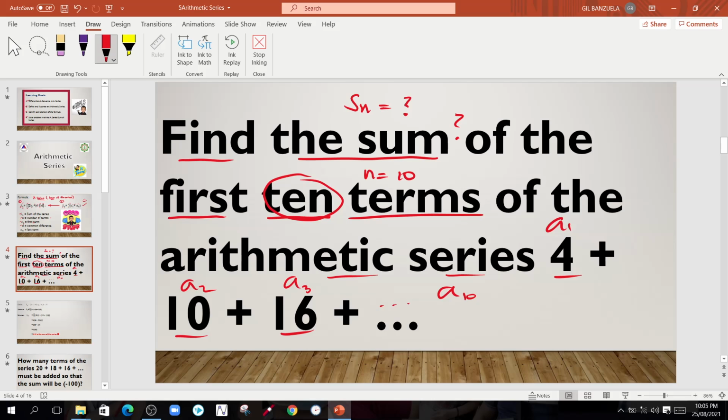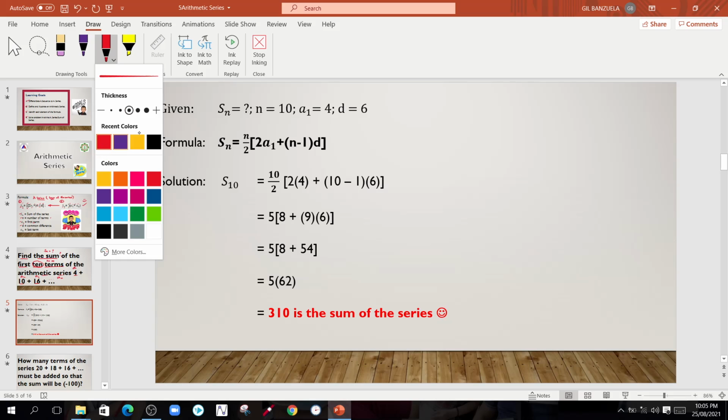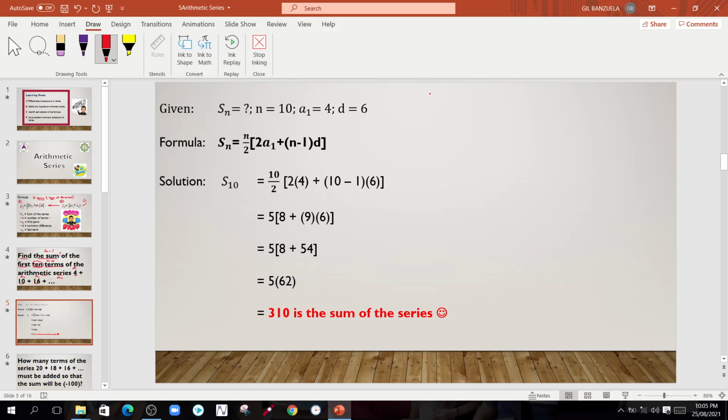Okay? Alright, so let's continue. So, let's solve this problem. Kanina may nahang tayong question. Sir Hill, kailan ba namin gagamitin yung first formula at second formula? Okay. Tandaan natin, yung second formula natin, guys, it requires us to have both the first term and the last term. So, yan yung i-check natin sa given ng problem natin. Meron ba tayong first term? Yes. Meron ba tayong last term? Wala. So, therefore, we have no choice but to use the first formula.